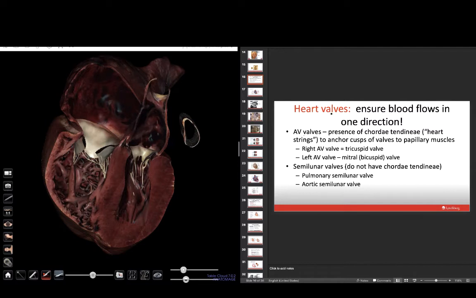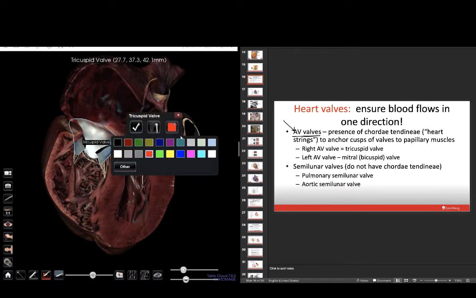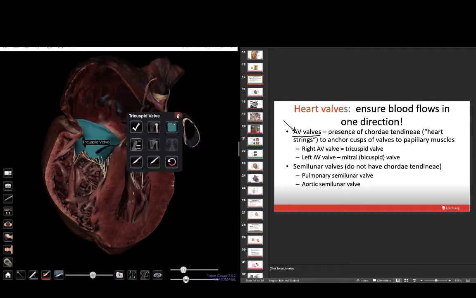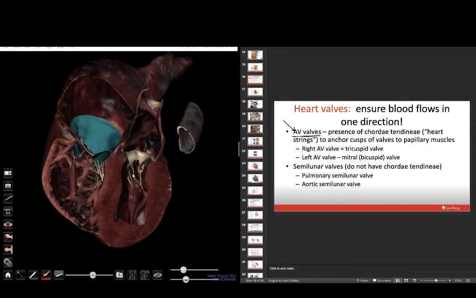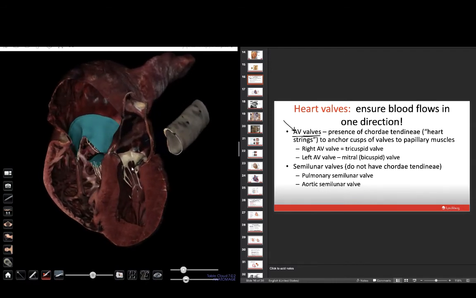In the heart, we have 2 sets of valves. One set is called the AV valves, or atrioventricular valves. And these are valves that are located in between the atria and the ventricle. On the right side of the heart, we have a right AV valve, otherwise known as a tricuspid valve. And I'm going to take this image and I'm going to flat color the tricuspid valve so that we can see it more clearly. So here's your tricuspid valve.